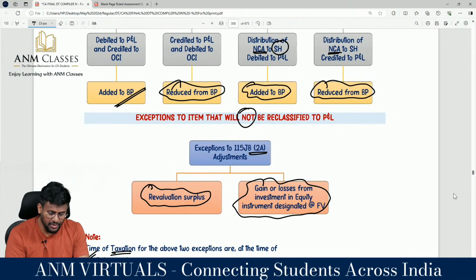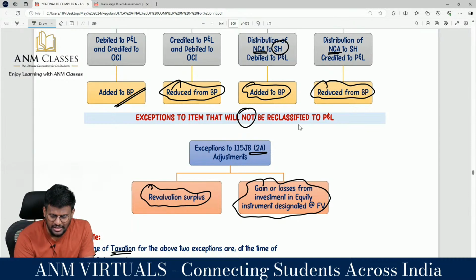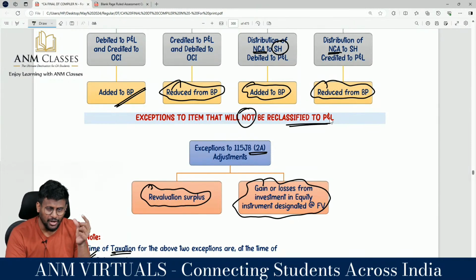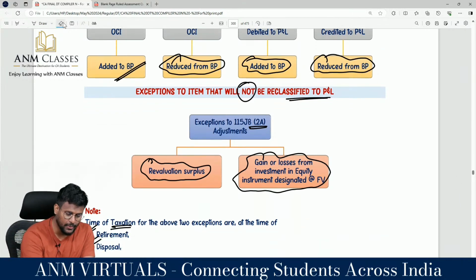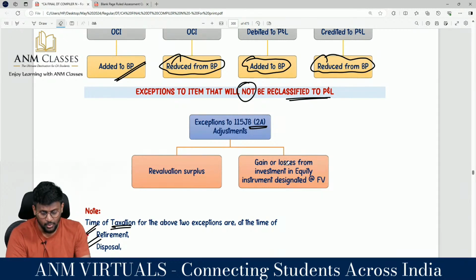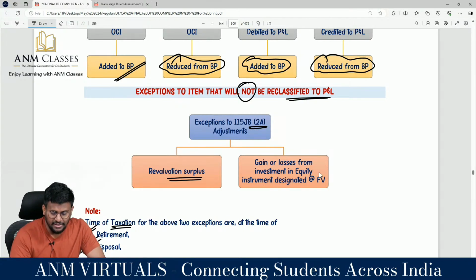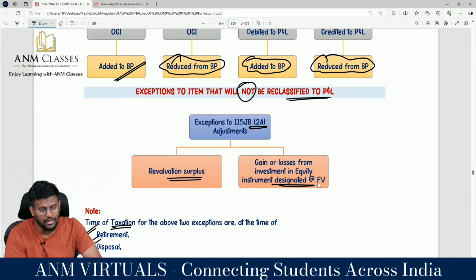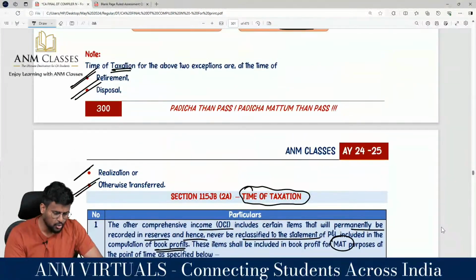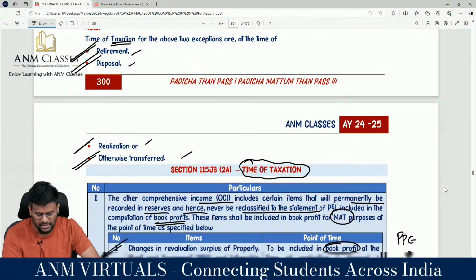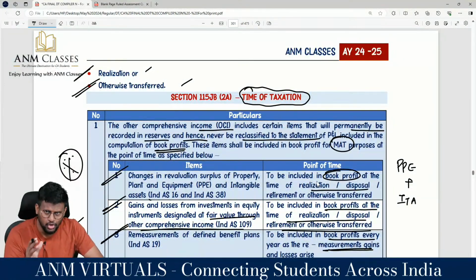But we have an exception to the items not reclassified to P&L, even though they fall under the group of not being reclassified to P&L. So we have 2 exceptions. Number 1, revaluation surplus, and gain or loss from investment in equity instruments designated at fair value. Revaluation surplus and gain or loss from investment in equity designated at fair value, we will be taxing only at the time of sale, disposal or transfer. We will not tax it at the time of creation. Right, sir, fantastic, sir. So retirement, disposal, realization or otherwise transferred. This is what 115 JB subsection 2A says.